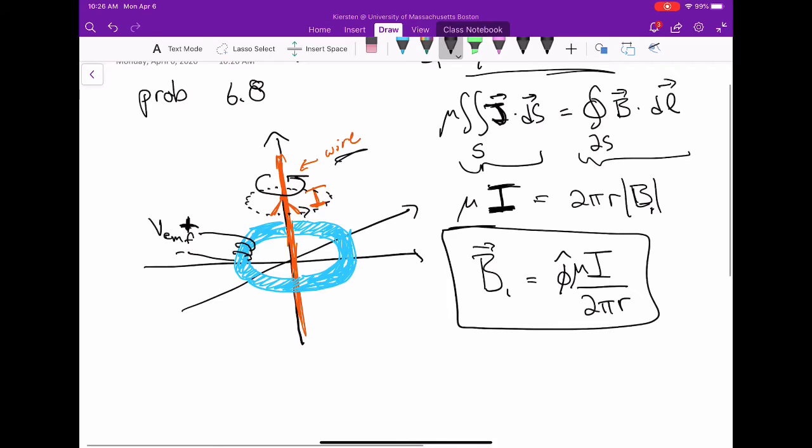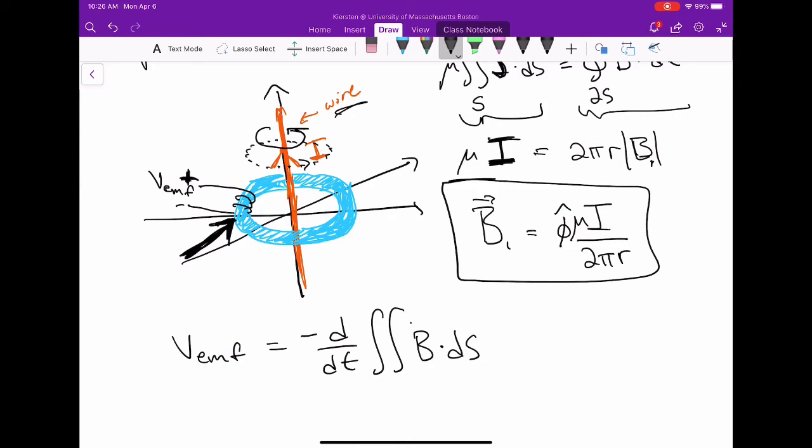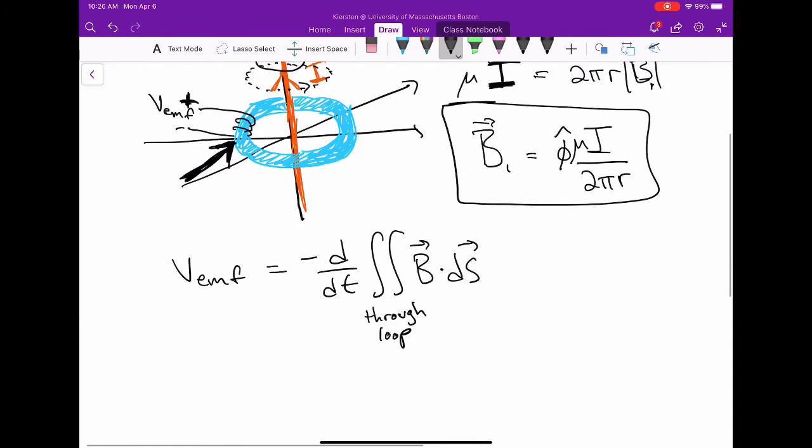Now if we want the flux through this loop, because that's how we're going to find VEMF, right? Using Faraday's law, VEMF is minus the time derivative of the flux, B dot ds, going through the loop. How do we do that? Clearly the loop that we're going to define to do this flux integral is right here.